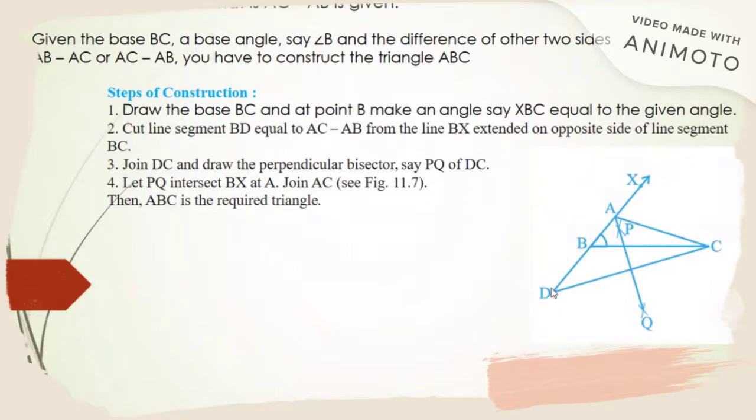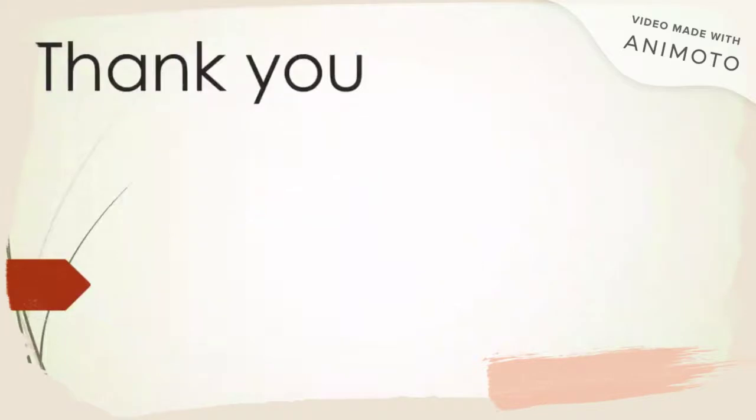Then you will get a point D, join DC, bisect it. It will cut this extended line somewhere, join it, you will get the required triangle. Making sense? Yes, sir. So you can try it. So that's all for construction.